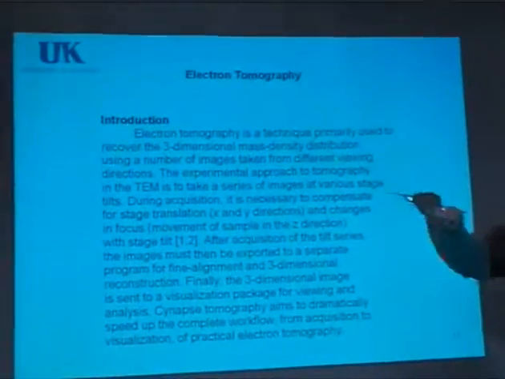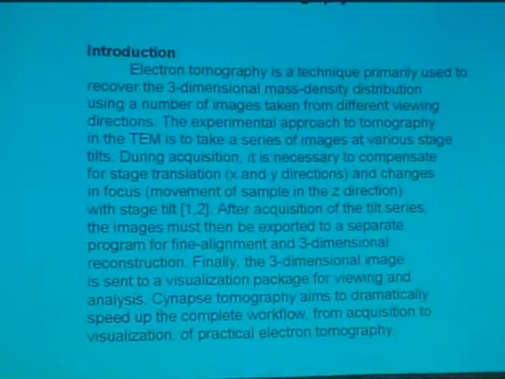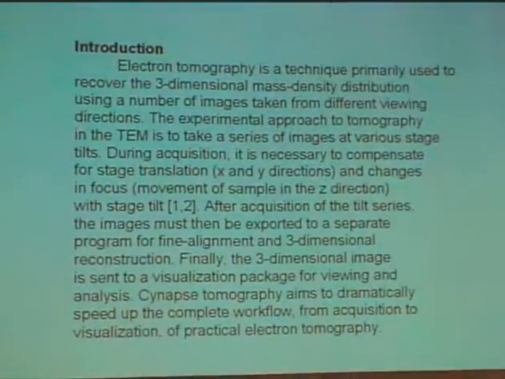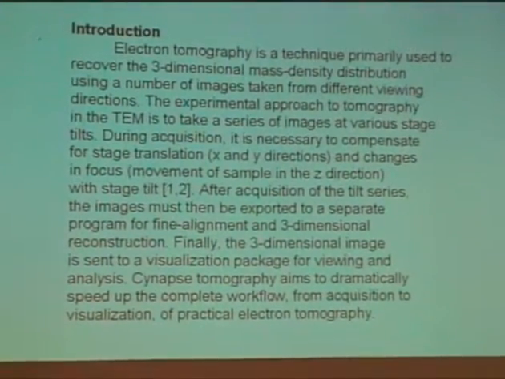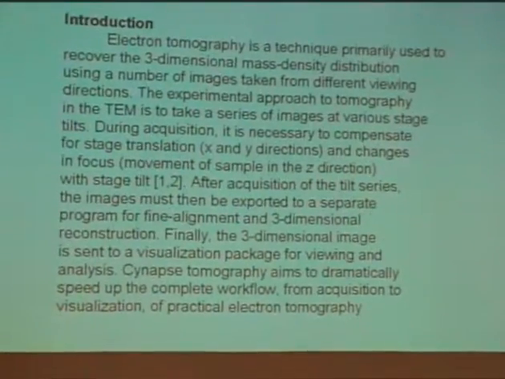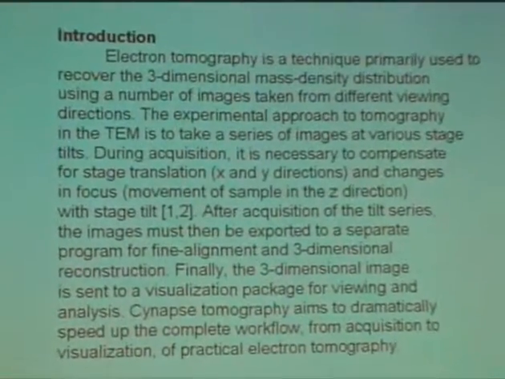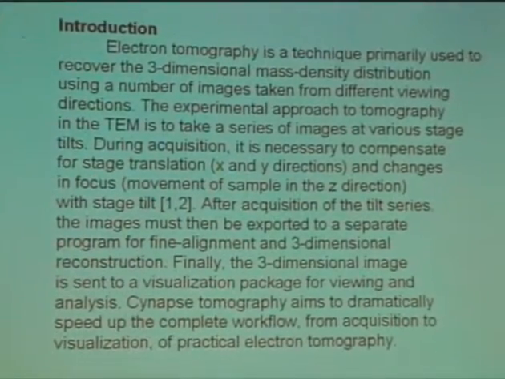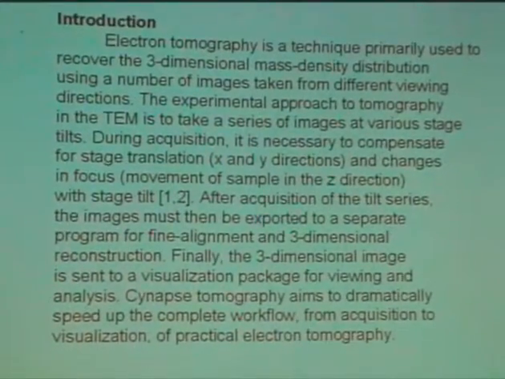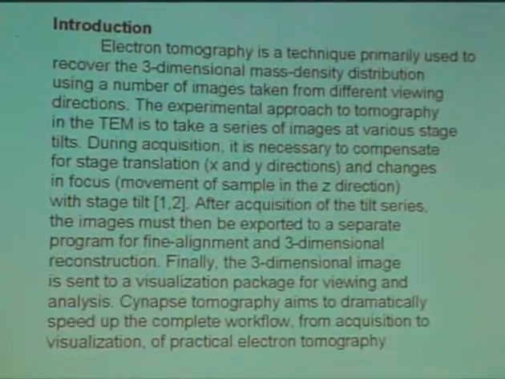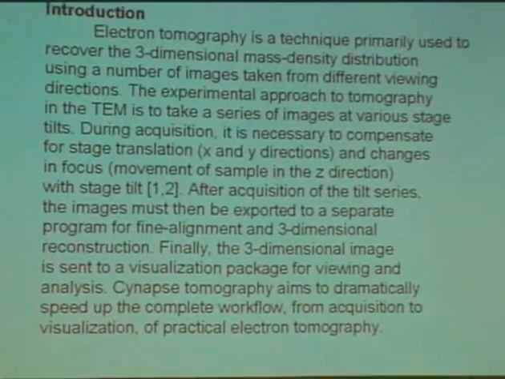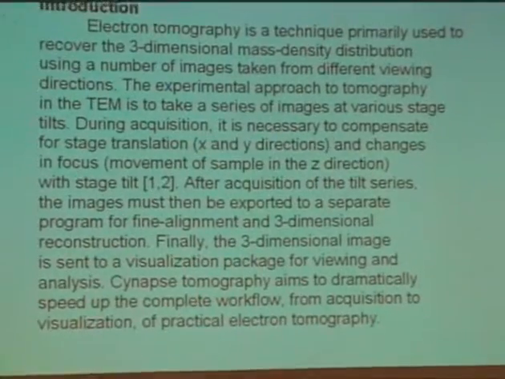So basically, this is used to recover, it's called electron tomography. It's used to recover the 3D mass density distribution using a number of images taken in different directions, okay? So experimentally, what you do is you set up the TEM to take a series of images of your object, and usually you do a stage translation, that is, you compensate for the X and Y directions. So I'm going to show you some stuff where you rotate around the X direction, rotate around the Y direction.